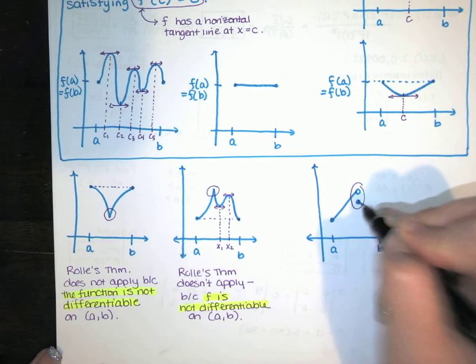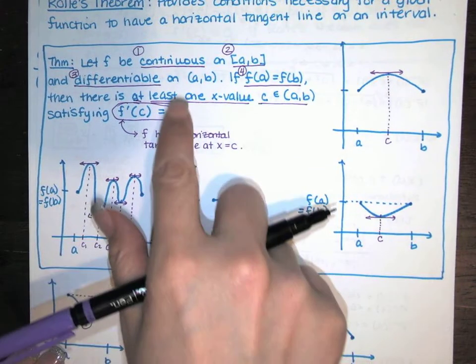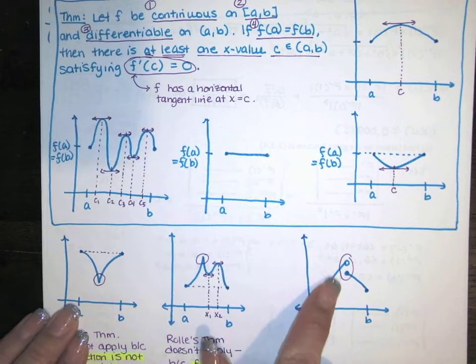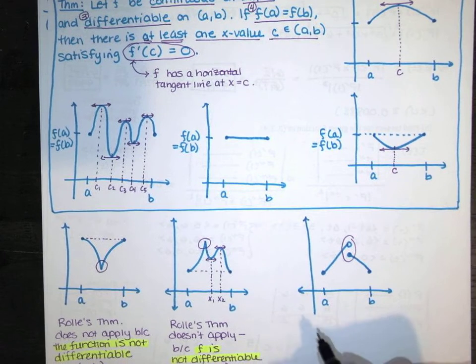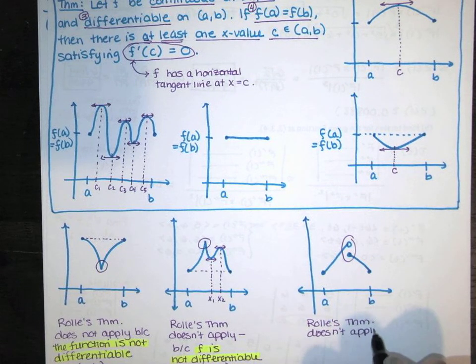At this x value, the function is discontinuous. We're only guaranteed this if the function is continuous on the closed interval from a to b. And if a function is discontinuous at a point, it's also not differentiable at that point. So on this one, Rolle's theorem does not apply, because f is not continuous on the closed interval from a to b.